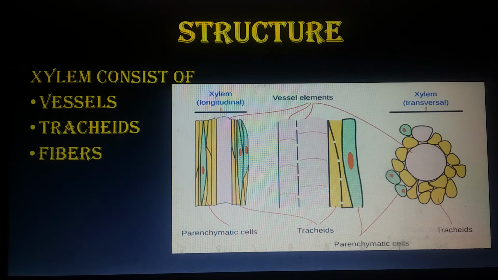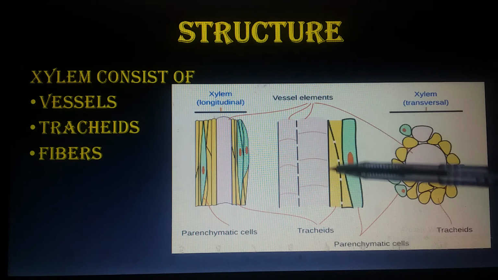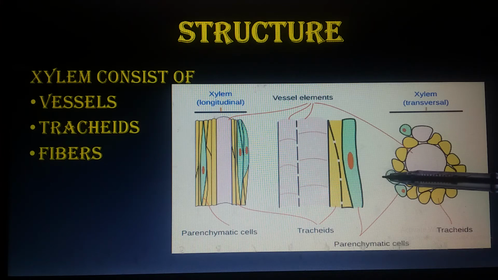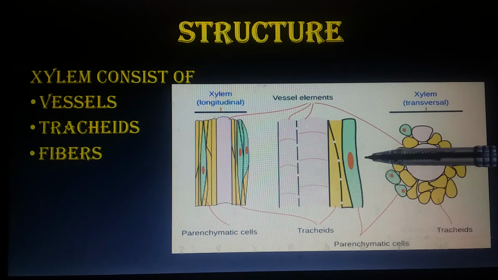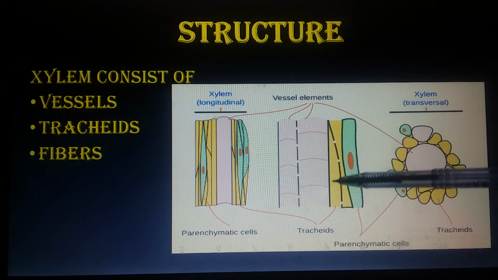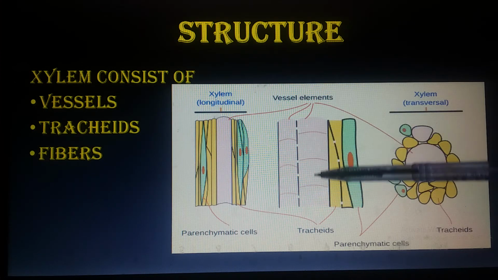Because you can see here they are made up of different types of cells. Now this xylem consists of three types of cells: vessels, tracheids, and fibers. You can see here the vessel elements and the tracheids, as well as the parenchyma cells too. This is the parenchyma cell, this is the tracheid, and this is the xylem vessel. Now I will discuss one by one.